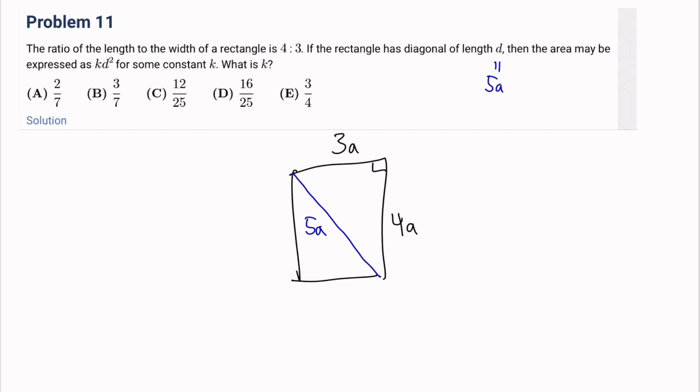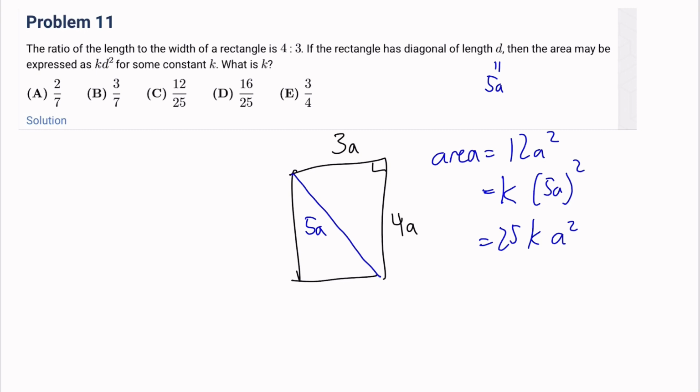And so the area may be expressed as kd squared. So the area of the rectangle is obviously 3a times 4a, which is 12a squared, right? But then we want to make it as kd squared. So since d is 5a, we can just plug that in there. So it's k times 5a squared. This is 25k times a squared. So since 12a squared equals 25k a squared, k equals 12 over 25. So the answer is C.